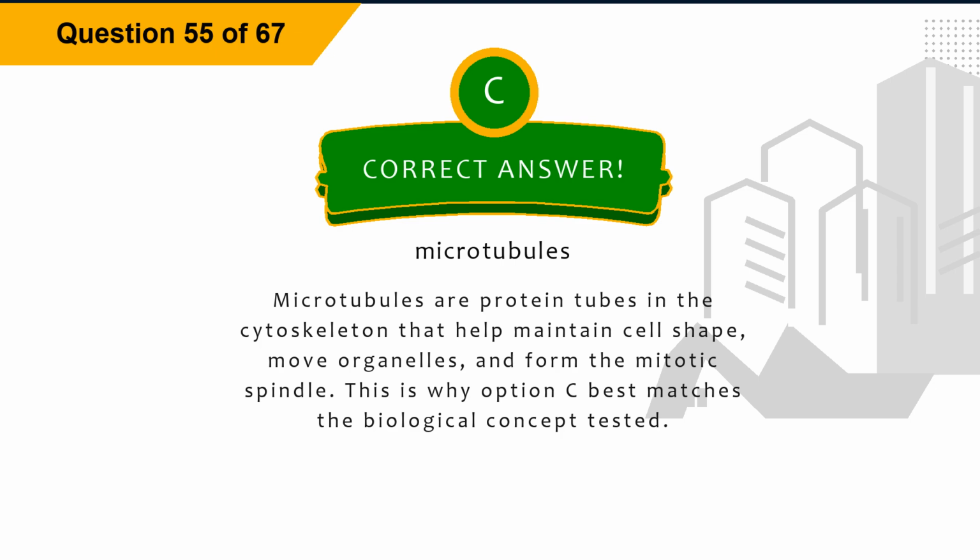Explanation: microtubules are protein tubes in the cytoskeleton that help maintain cell shape, move organelles, and form the mitotic spindle. This is why option C best matches the biological concept tested.